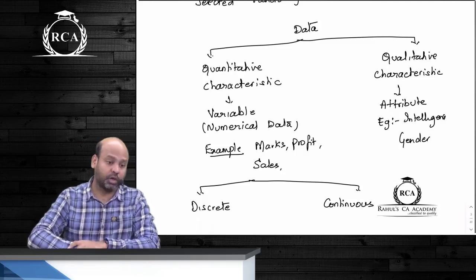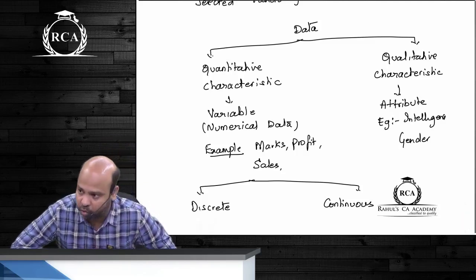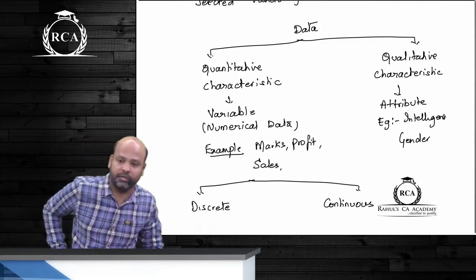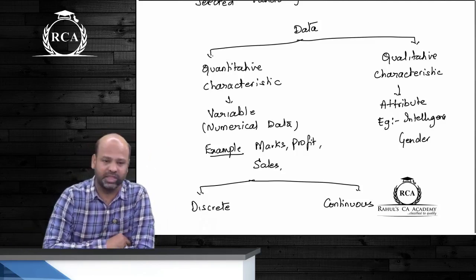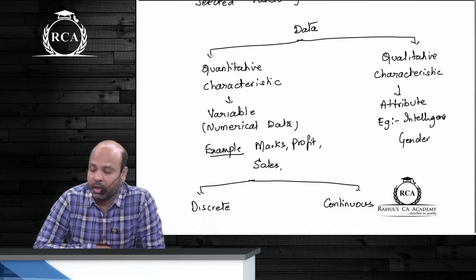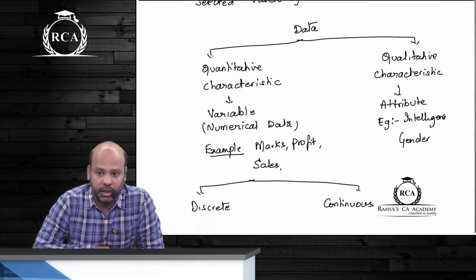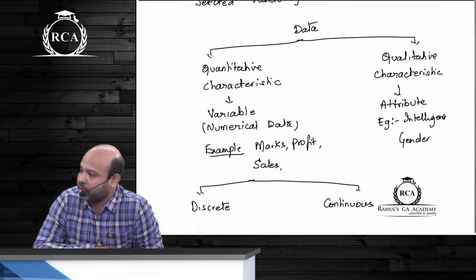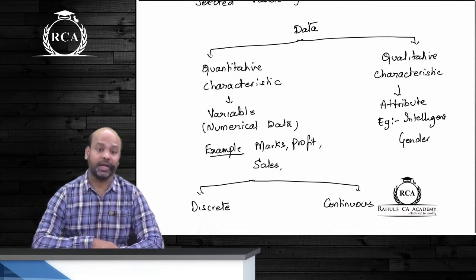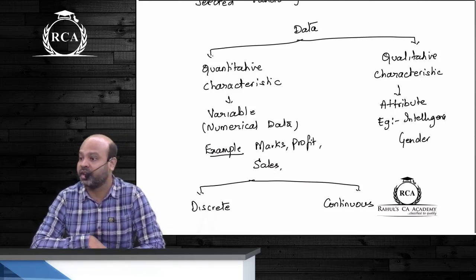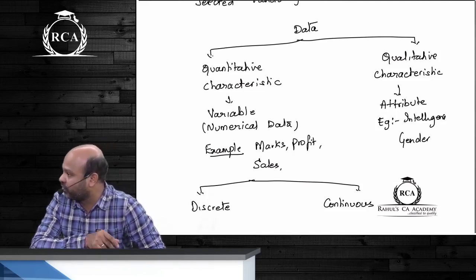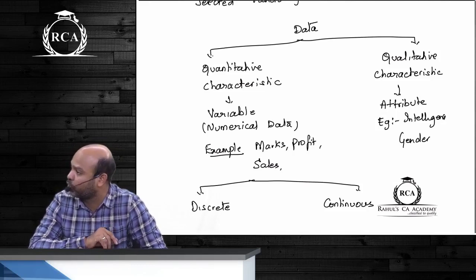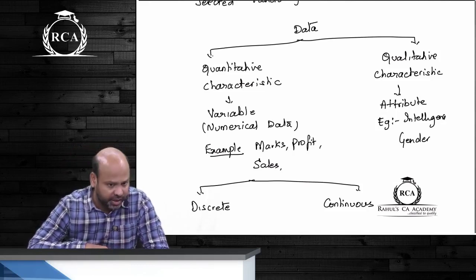After that, we spoke about data. I said data can be classified into qualitative data or quantitative data. As far as quantitative data is concerned, it is called a variable, which is further segregated into discrete variable and a continuous variable. A discrete variable is one which will have finite number of possibilities within a given range of values. Marks of a student is an example of discrete variable. The number of misprints, the number of accidents, all of that will be discrete variable.